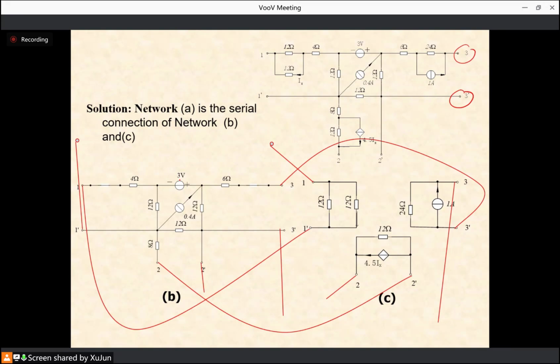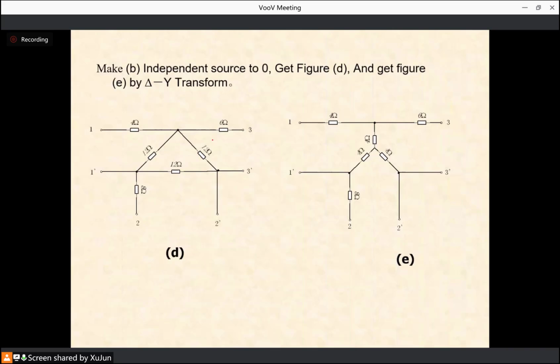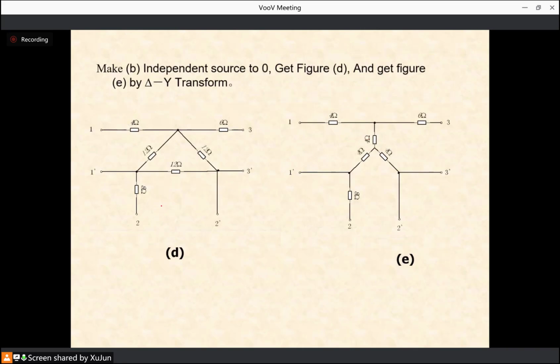Pay attention. This short, this open, so this will be a delta connection: 12, 12, 12. And 4, 6 is here. This 8 is here. And for this delta connection, we transfer it to the Y connection easily. 12, 12, 12. So every component will be 1 over 3 of the delta connection.